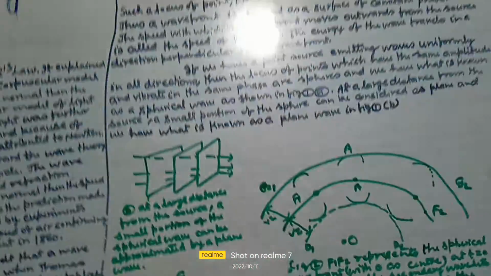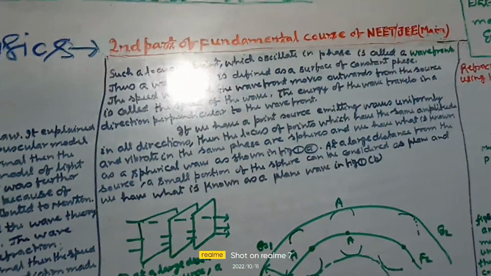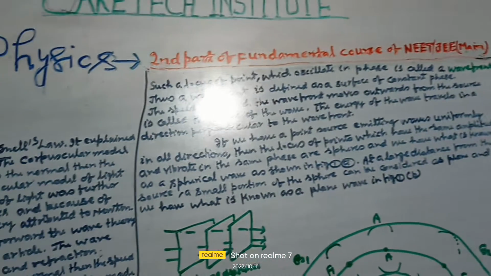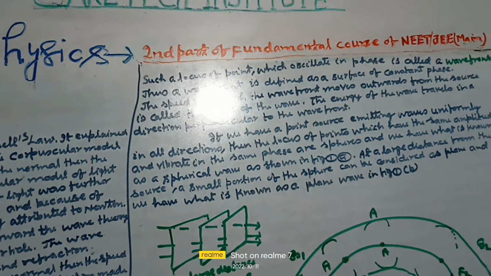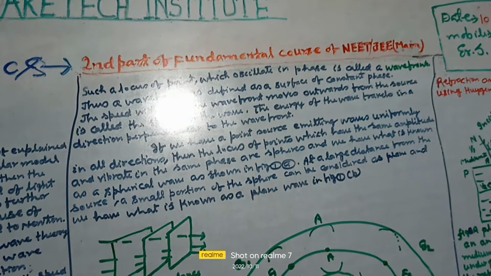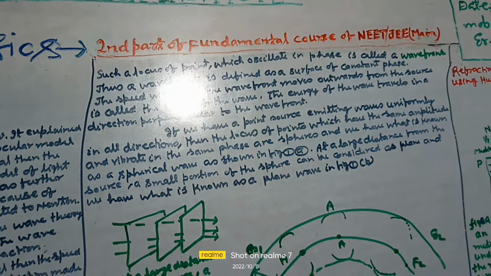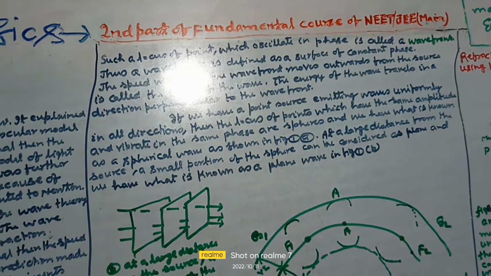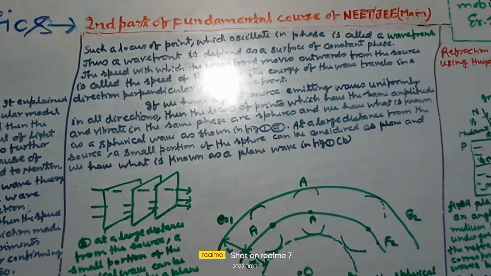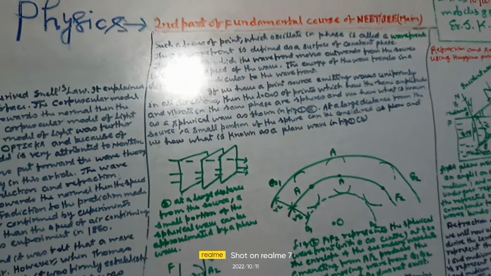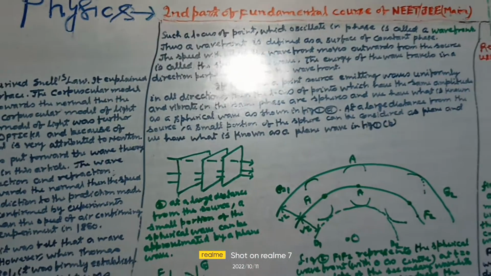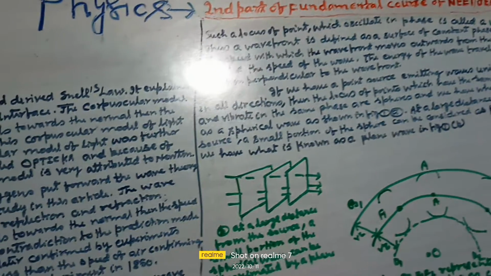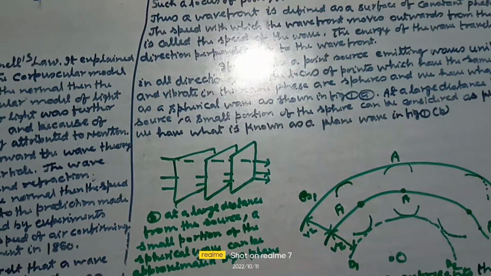Such a locus of points which oscillate in phase is called a wavefront. Thus, a wavefront is defined as a surface of constant phase. The speed with which the wavefront moves outward from the source is called the speed of the wave. The energy of the wave travels in a direction perpendicular to the wavefront.